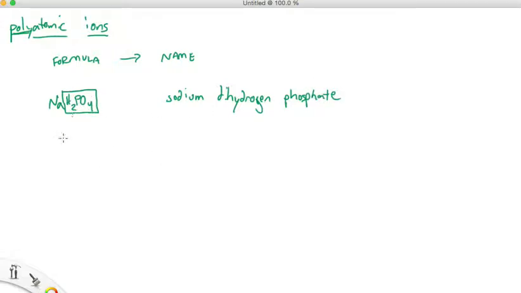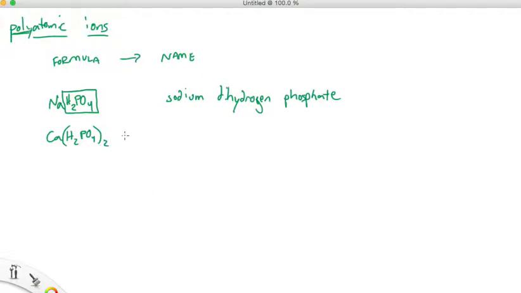Now, just like any other kind of ionic bond, you can have several of these things. We can have several of the cations, which is the positively charged bit of the ionic bond, or you can have several of the anions, which are the negatively charged ones. So let's use calcium instead of sodium here. Calcium and then dihydrogen phosphate again, but this time there's two of them.